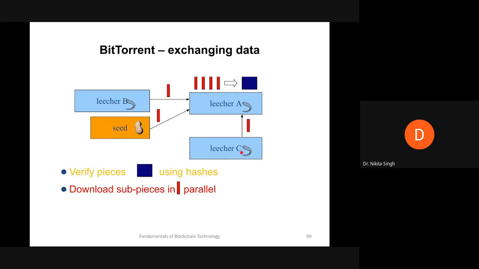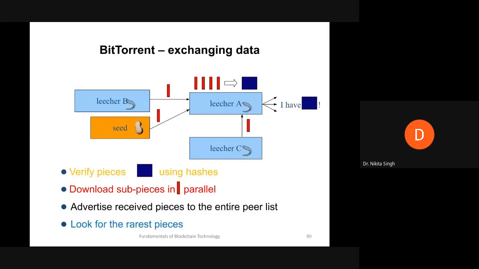So what is happening is that sub pieces are being downloaded in parallel. Once all the sub pieces for a given piece have been received, they are assembled and verified using the hash technique. Then leecher A can announce that, okay, I have received the complete piece, and it can advertise the received piece to the entire peer list, or the entire peer-to-peer swarm which it is a part of.